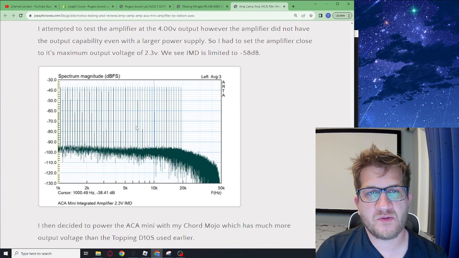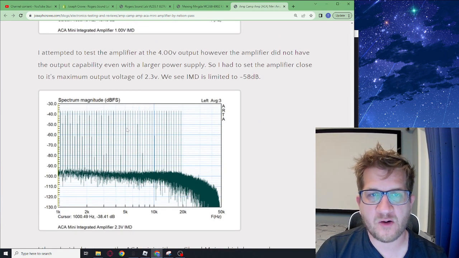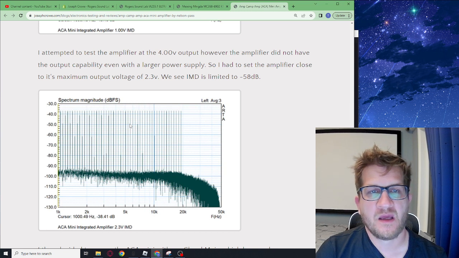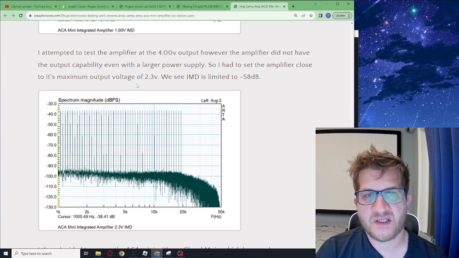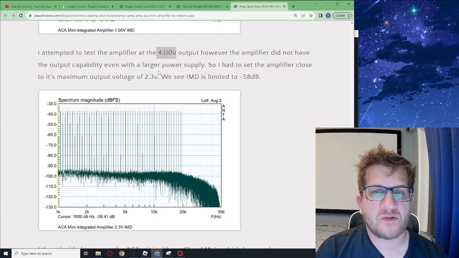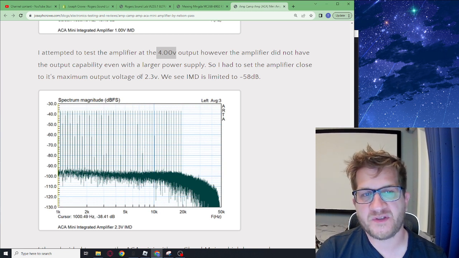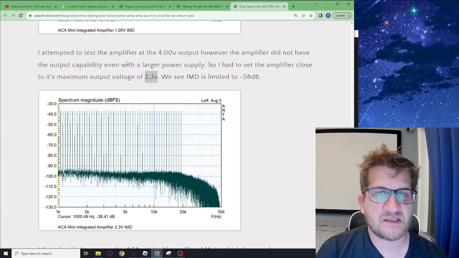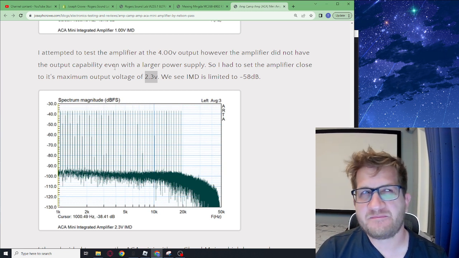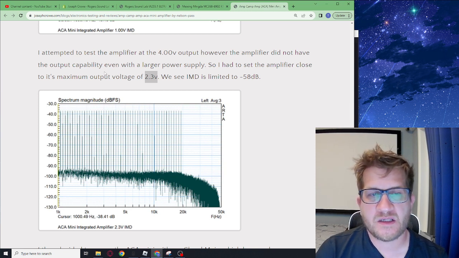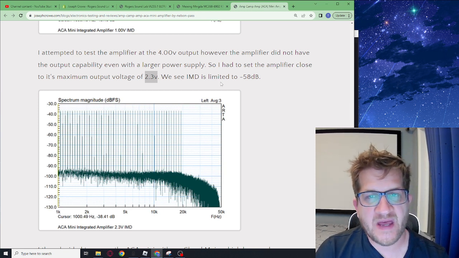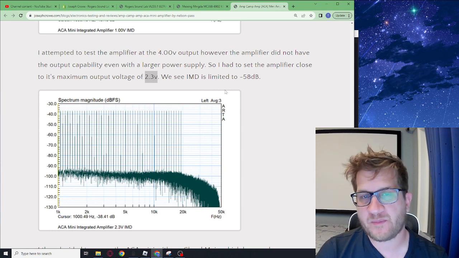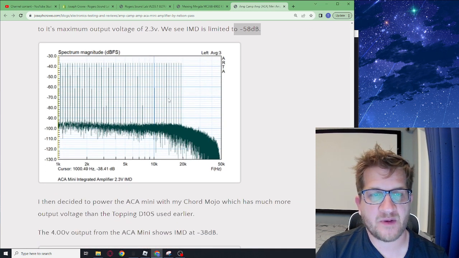I attempted to achieve the 4 volt output, however the DAC supplying the power amp did not have the required output voltage to see the full 4 volts at the amplifier output. The maximum output voltage that I was able to achieve from the amplifier was 2.3 volts. The DAC that I was using was the Topping D10S, and I believe it has around 2 volt output. So the distortion at that 2.3 volt output from the amplifier was 58 dB of dynamic range.